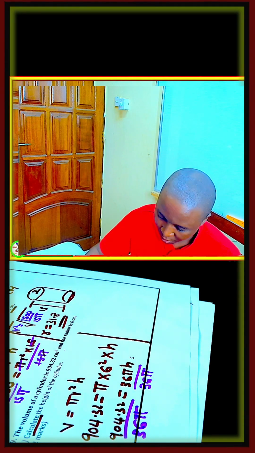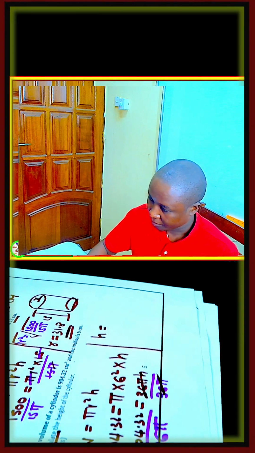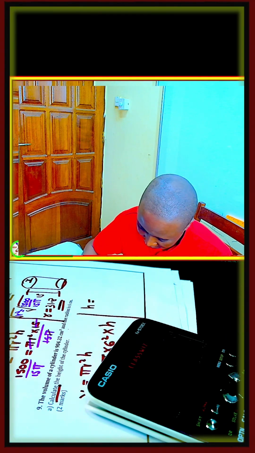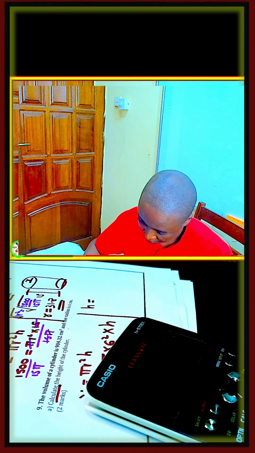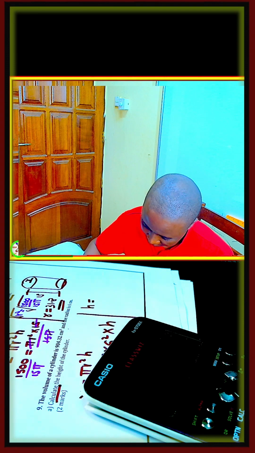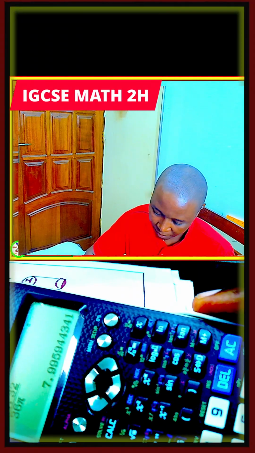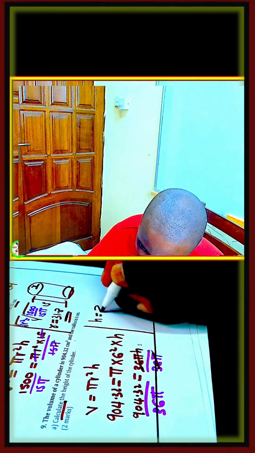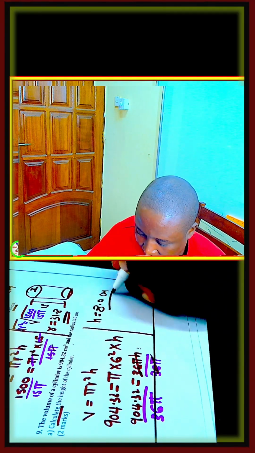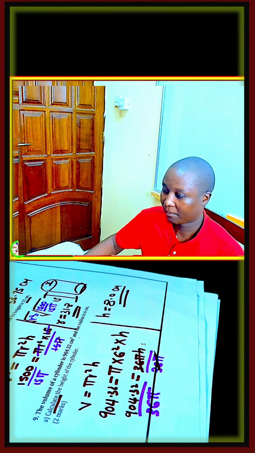So if we cancel these here, we shall have h is equal to, so I'm going to use the calculator, 904.32 divided by 36 pi. So if I divide, I'm going to get 7.9959. So we are going to say approximately 8 centimeters. So 8.0 centimeters is the height of this cylinder that we were talking about here.